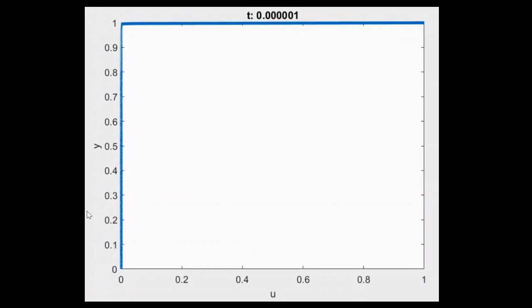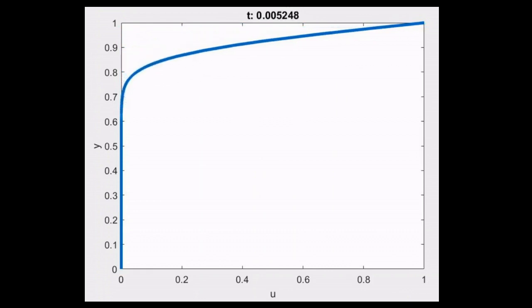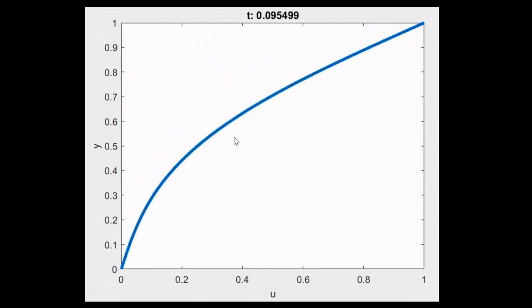This video here shows you how the velocity profile varies over time, and particularly you can see that at the beginning the speed is 0 everywhere except close to the upper plate where the speed is approaching 1. But as time goes by, you can see that the lower layers of liquid also start moving to the right hand side.